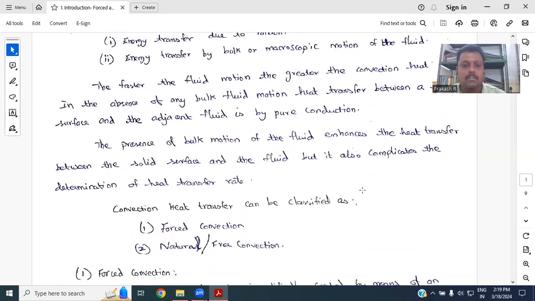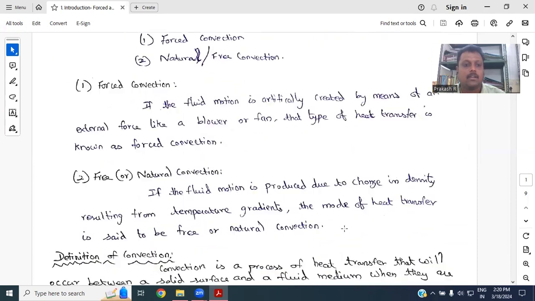In other terms, convection is defined as when the heat transfer occurs between different media: one is a solid surface and another one is a fluid. This convective heat transfer can be classified into two types. One is forced convection. The second one is called natural or free convection.